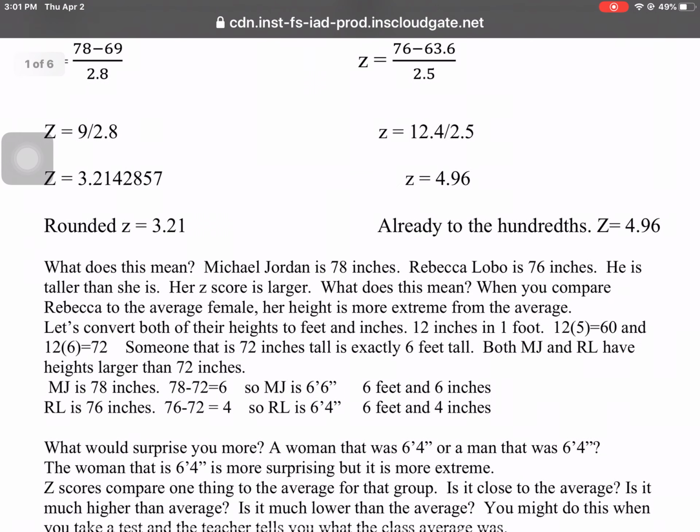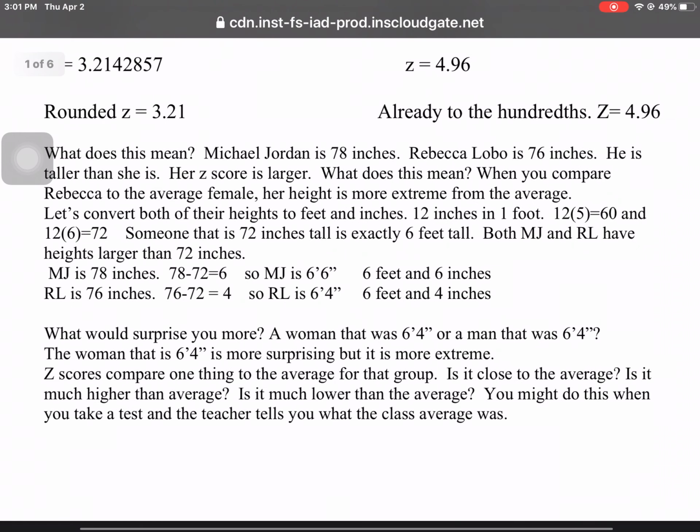What does this mean? Michael Jordan's height is 78. Hers is 76 inches. He's taller than she is, but her z-score is higher. Her z-score was larger, 4.96. When you compare Rebecca to the average female, her height is more extreme from the average. It is more extreme, further away from the average.